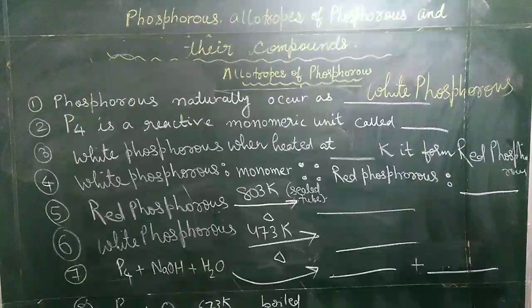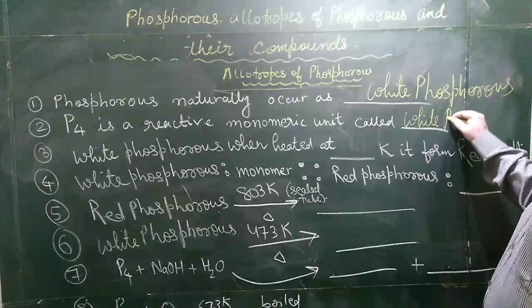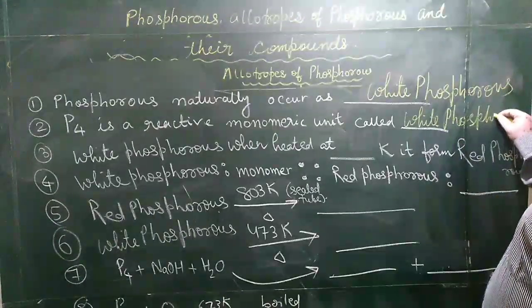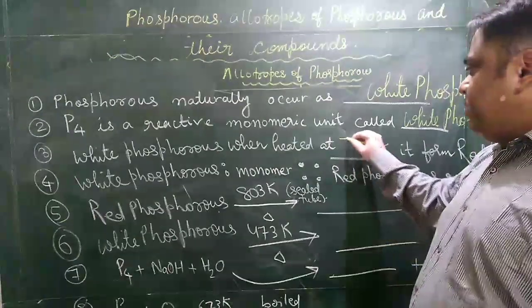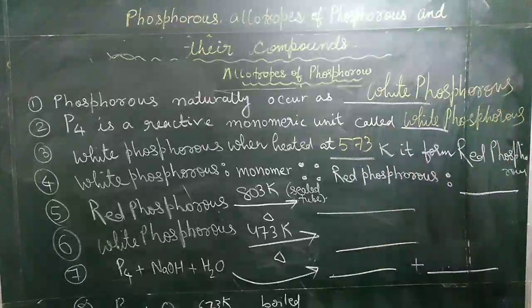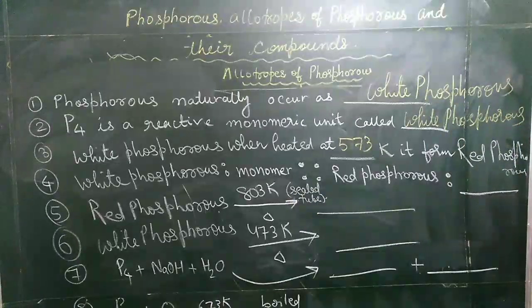P4 is a reactive monomeric unit called, again, white phosphorus. White phosphorus when heated at dash Kelvin forms red phosphorus. At how much Kelvin does it form red phosphorus? At 573 Kelvin it forms red phosphorus. Red phosphorus at 803 Kelvin in a sealed tube when heated forms, there are two possibilities, alpha phosphorus or beta phosphorus.